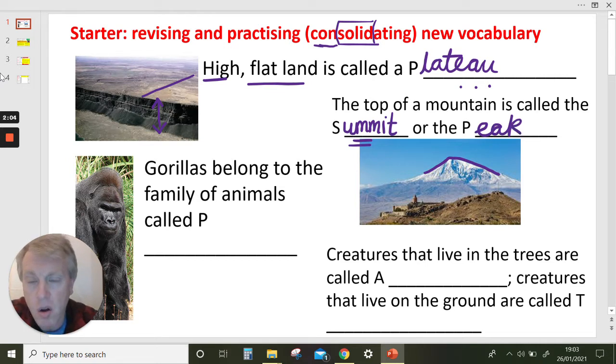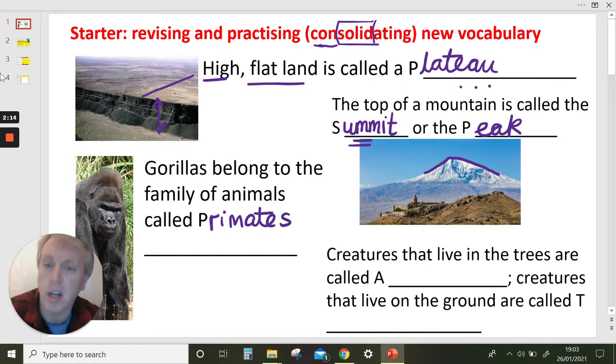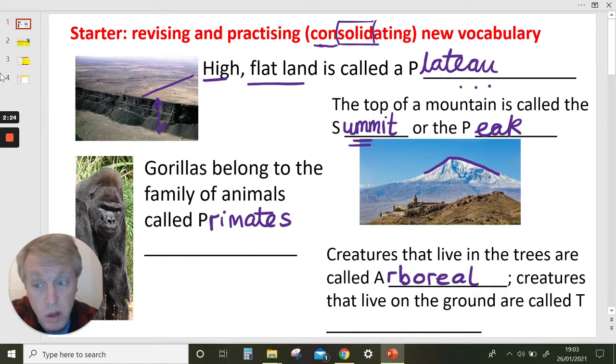Gorillas belong to the family of animals called primates. They're apes. Apes are part of the primates. Alright, and creatures that live in the trees are called arboreal. Tricky word. Well done if you knew it, remembered it. Well done if you spelt it right.